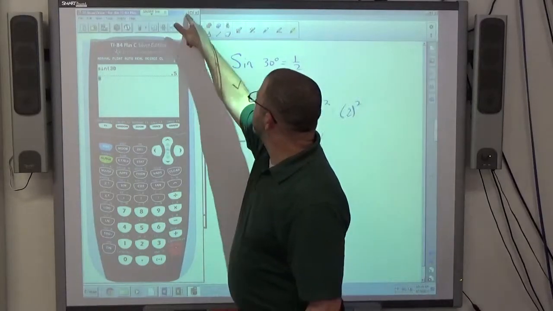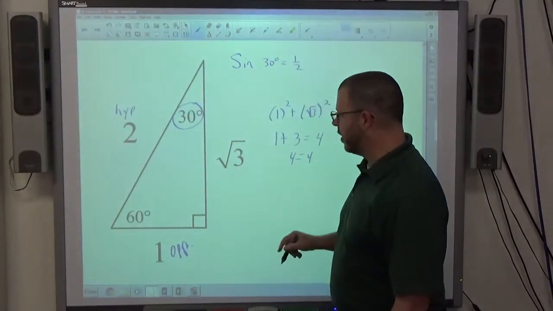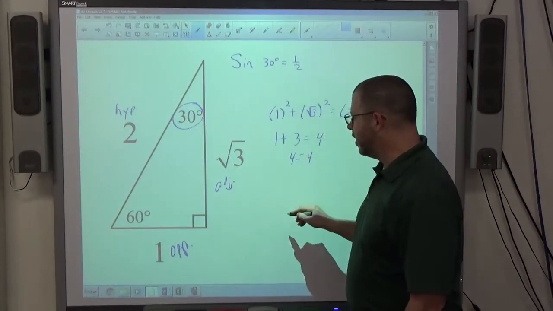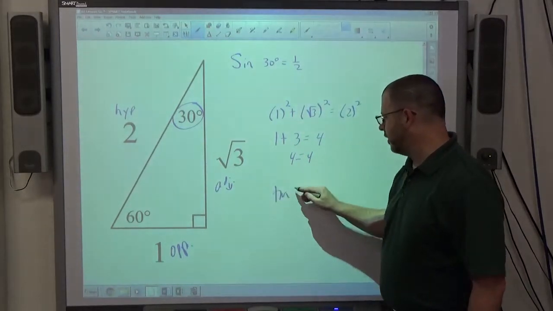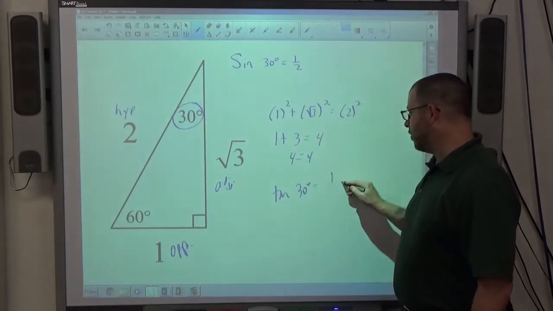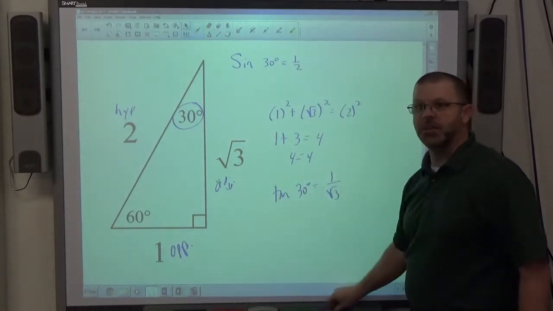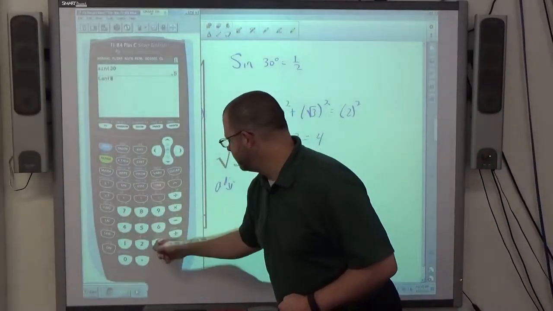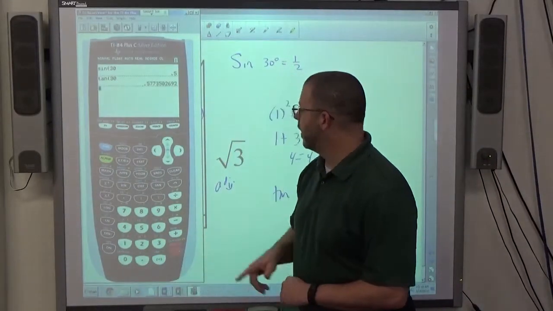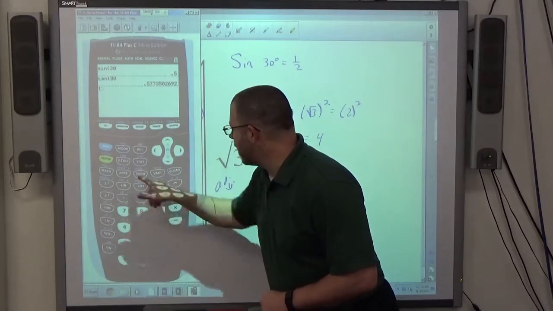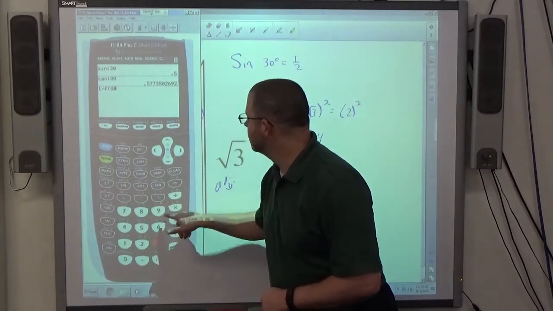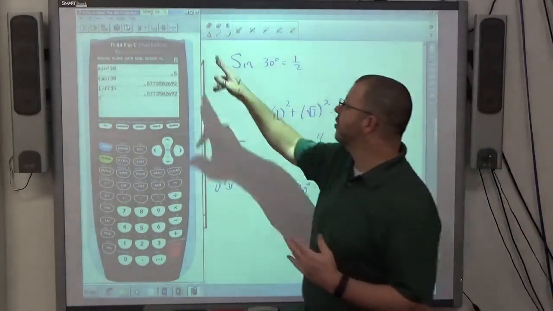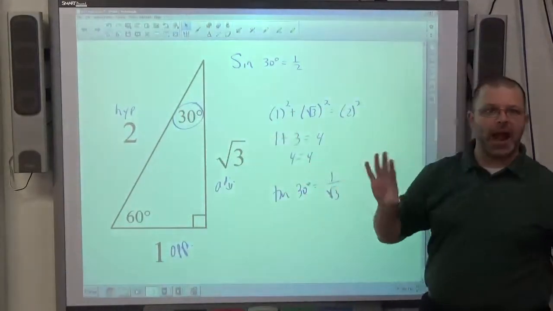And also, let's look at this. The tangent of 30, this is the adjacent side, right? Tangent of 30 should equal 1 over the square root of 3. Obviously, my calculator is not going to display 1 over the square root of 3. But watch this. Tan 30 equals. All right, if I do 1 divided by the square root of 3, same number, right?